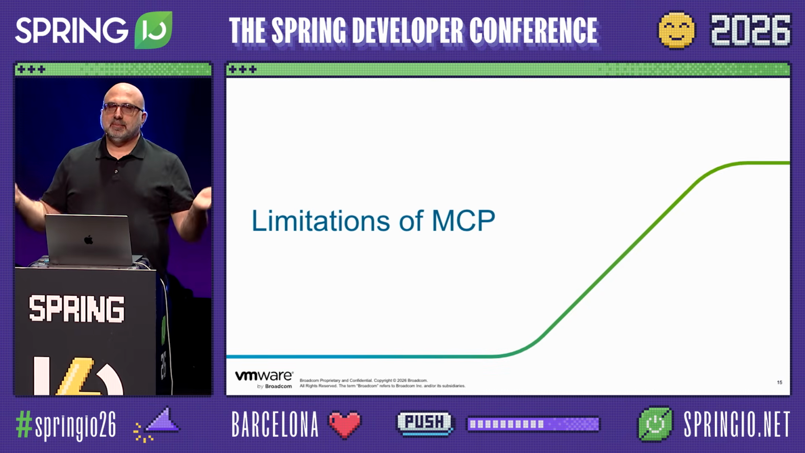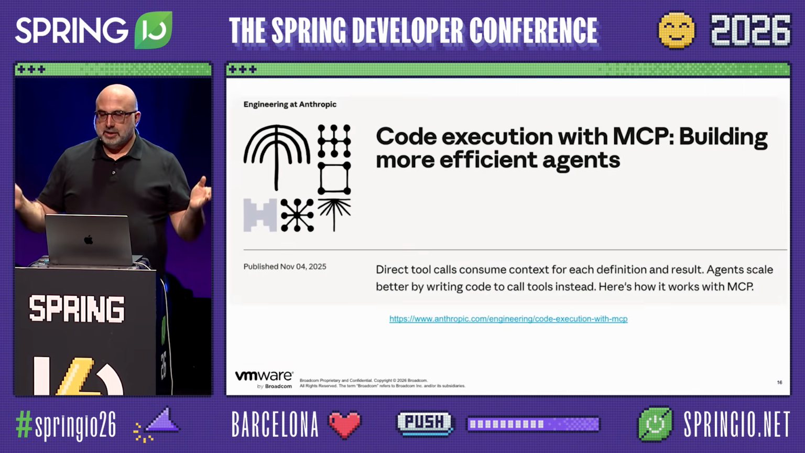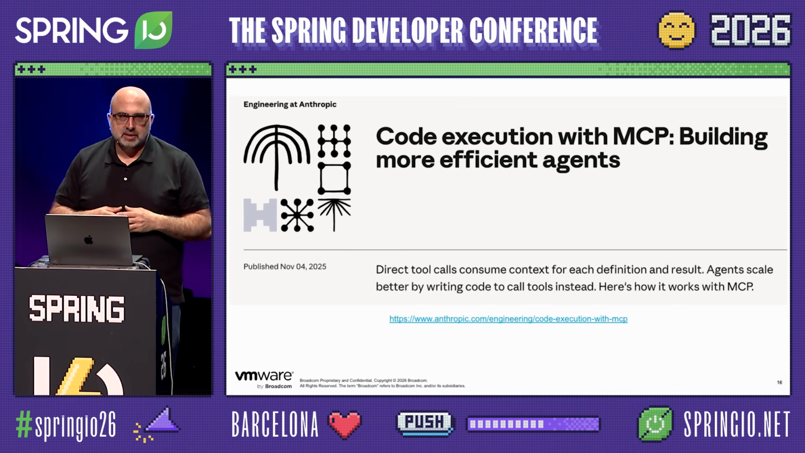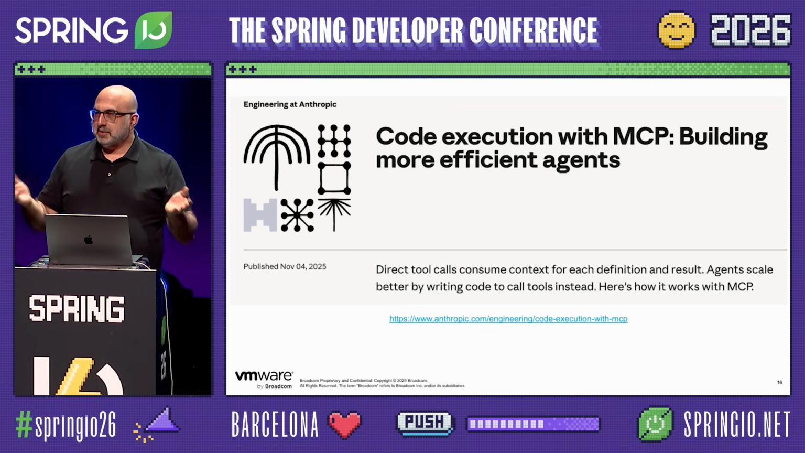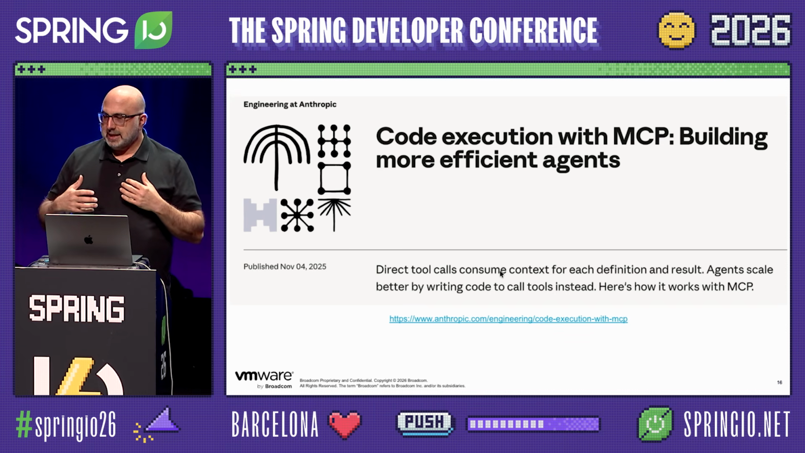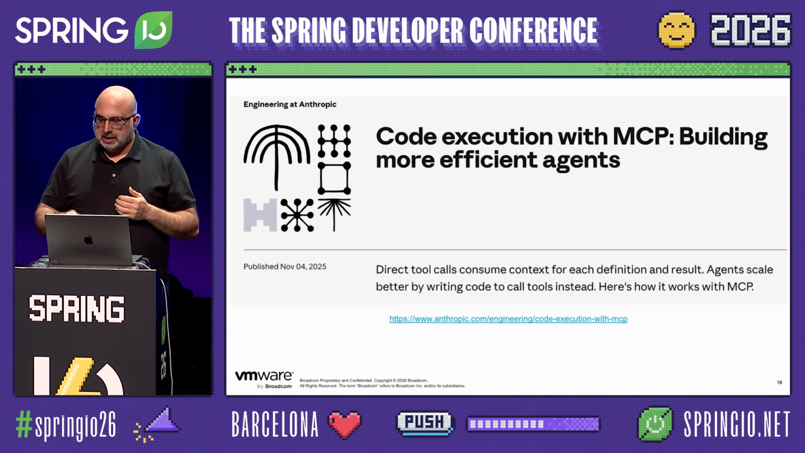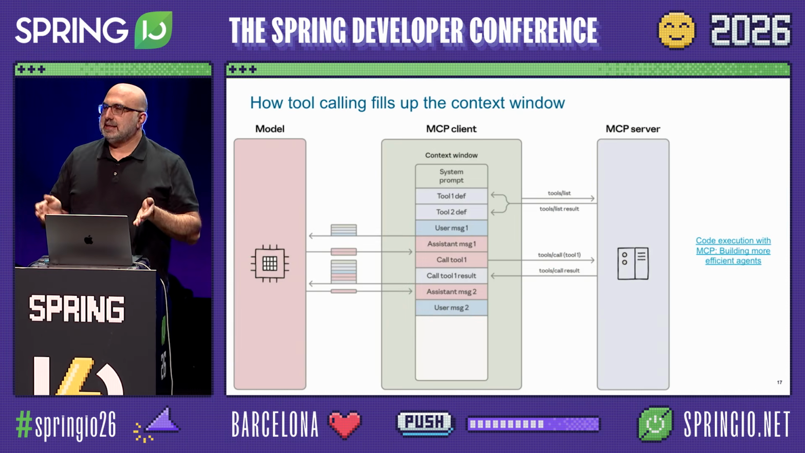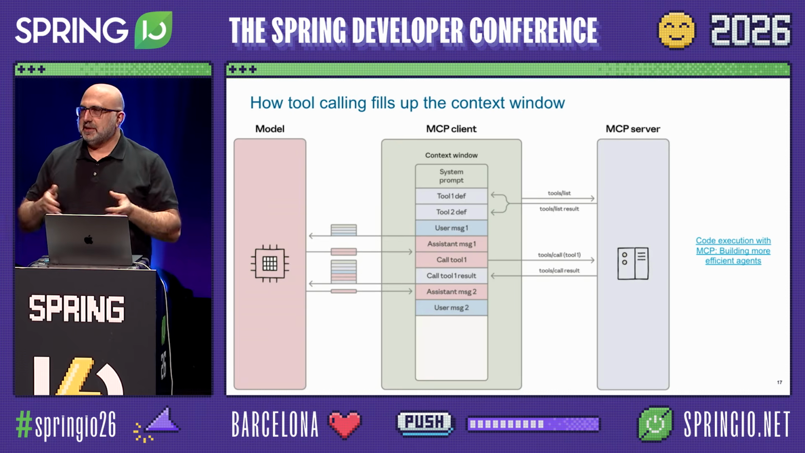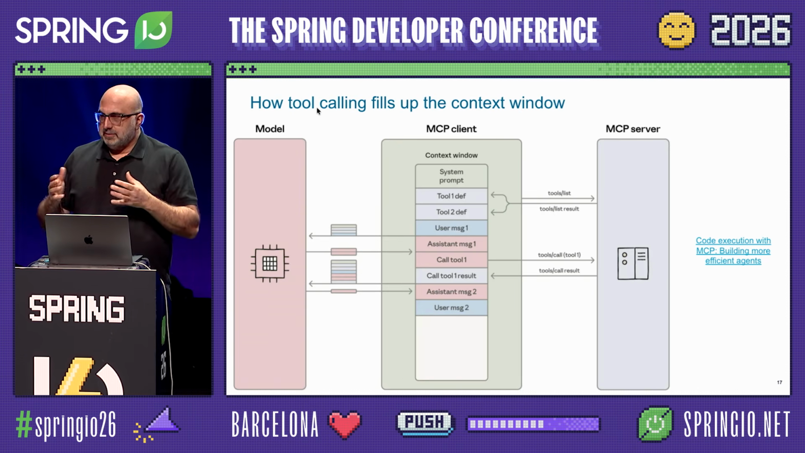But it has some limitations, right? And those limitations are incredibly nicely documented in this blog post from Anthropic, the people who invented MCP. What they talk about there are direct tools consuming too much context, and they're explaining a better way to do it with code calling. But there's a really nice diagram in there that I want to use to kind of explain what the issue is. So how does tool calling fill up your context window?